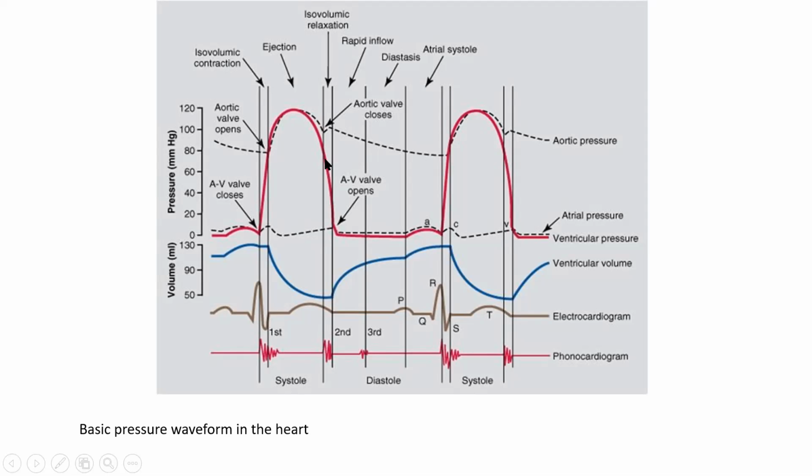The pressure goes down and down until it is lower than the pressure inside the left atrium. Then the mitral valve will open, and the blood will flow from the left atrium to the left ventricle during this period of diastole. So as you can see here, the diastolic period is longer than the systolic period.